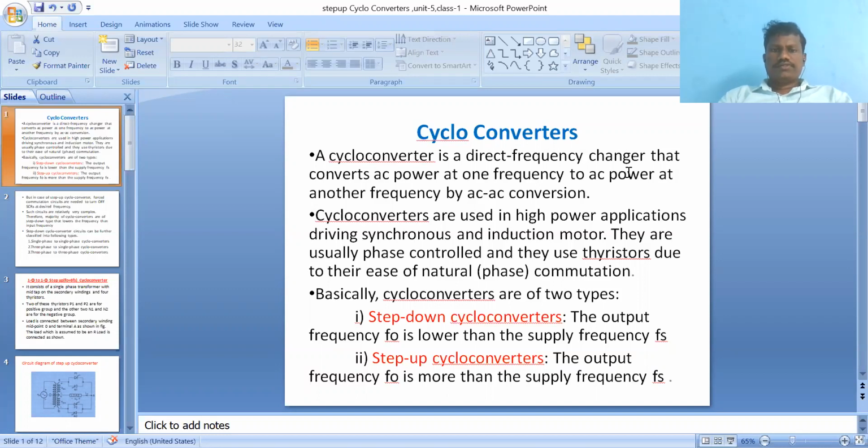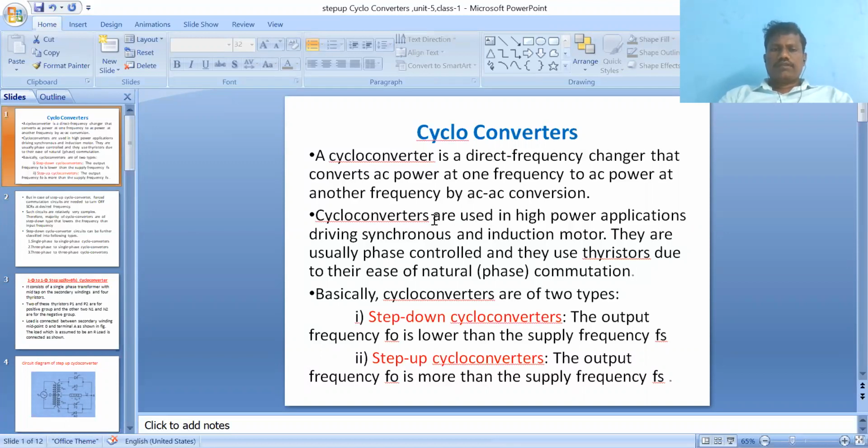So, a cycloconverter is a direct frequency changer that converts AC power at one frequency to AC power at a different frequency. It is also called AC to AC conversion. A cycloconverter is defined by its frequency changing. It's not a constant frequency device, it is a frequency changer that converts AC power at one frequency to AC power at another frequency.